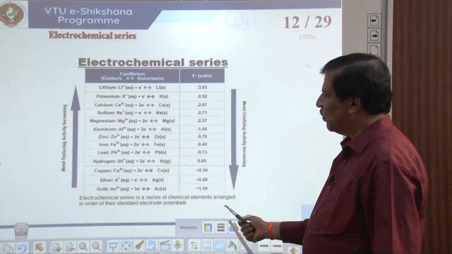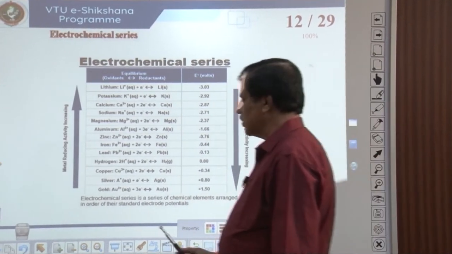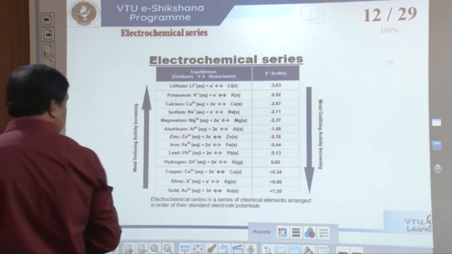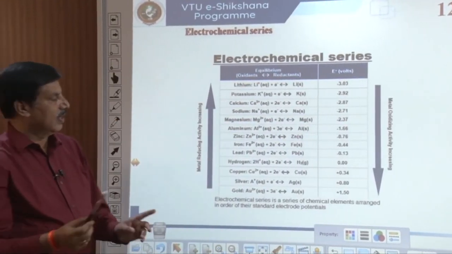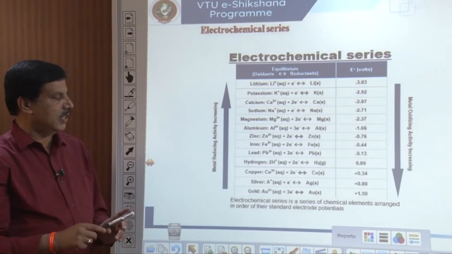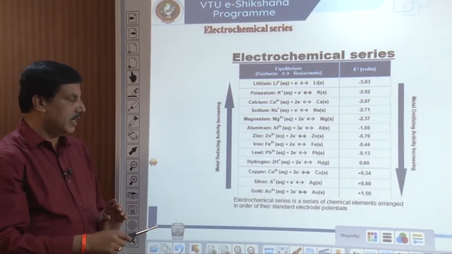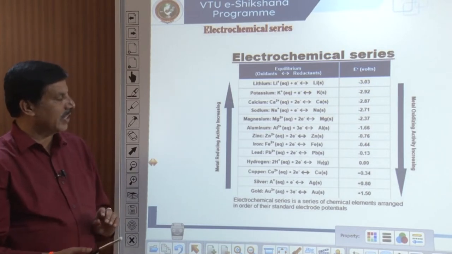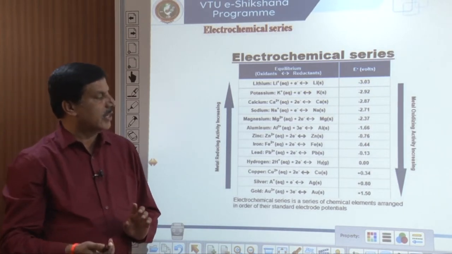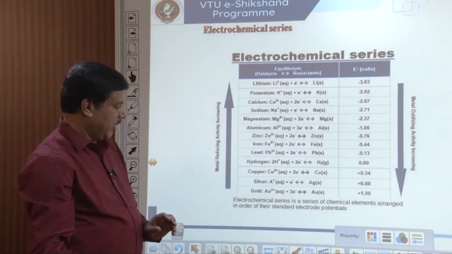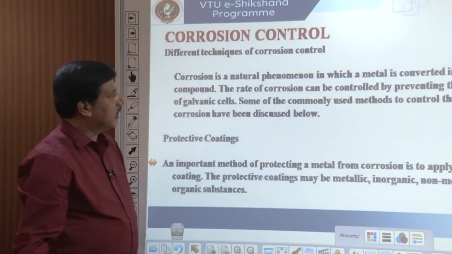So the lower one is going to be corroded, and the higher one is not going to be protected. That's what I explained about zinc and iron, and copper and iron. By taking iron and zinc, and copper, then iron and zinc, iron acts as an anode as well as a cathode, depending upon the electrode potential with respect to that.